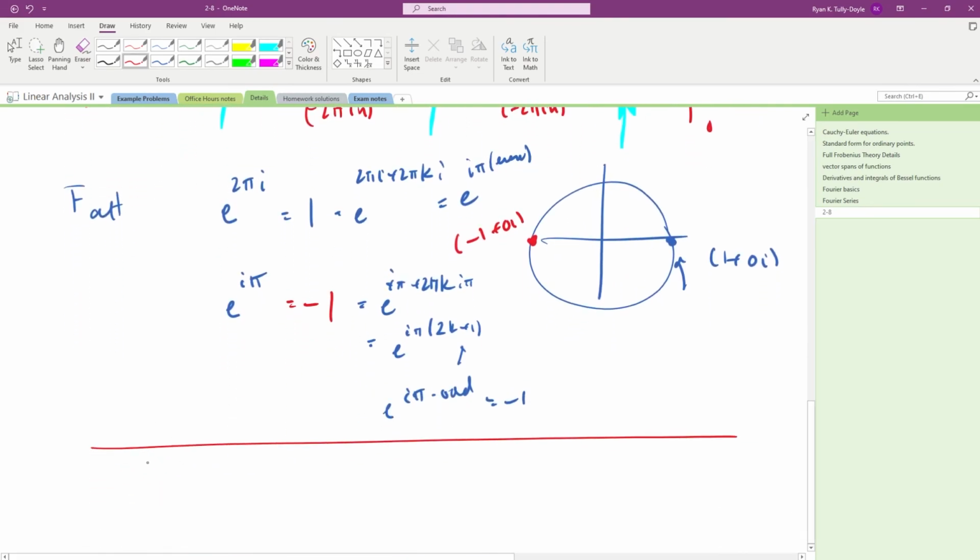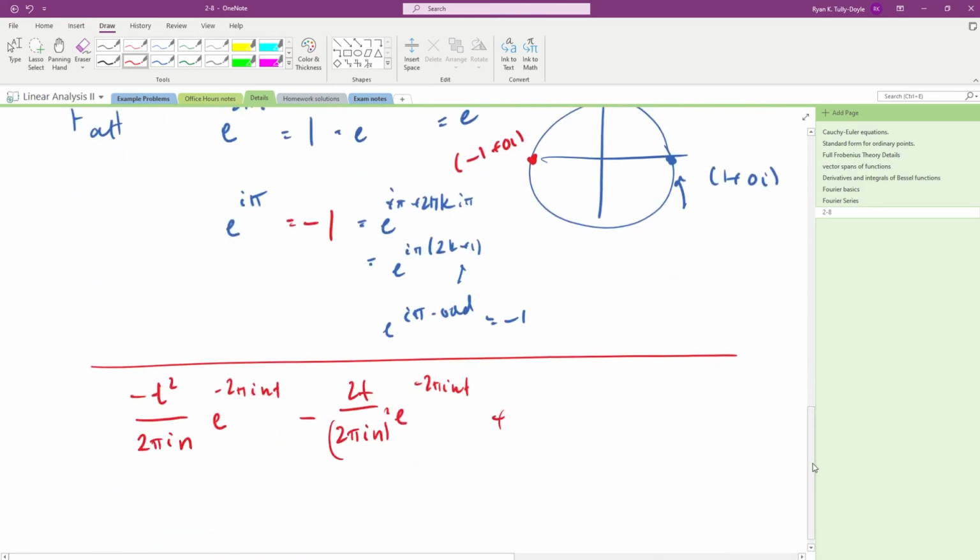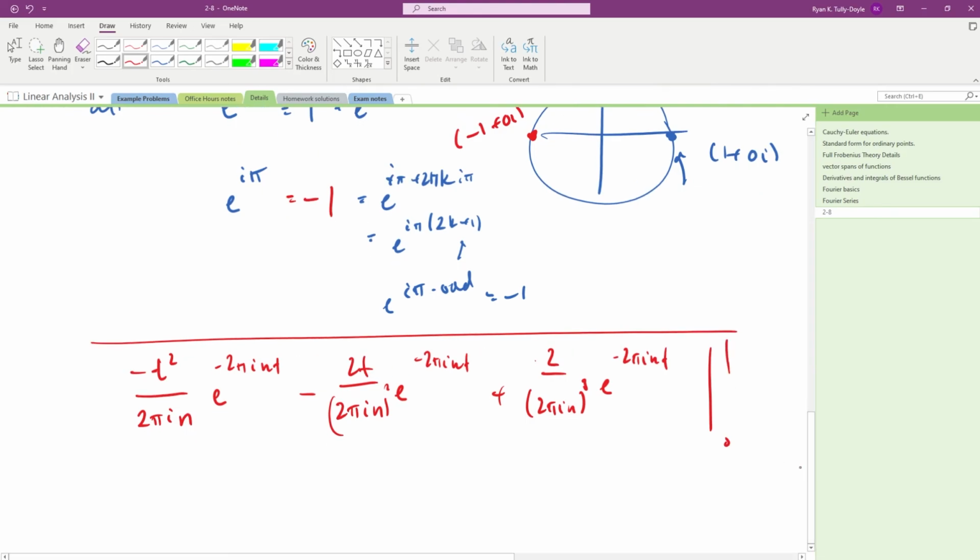So let's rewrite this. t²/(2πin) e^(-2πint) minus 2t/(2πin)² e^(-2πint) plus 2/(2πin)³ e^(-2πint), evaluated from 0 to 1. When I put a 1 into each of these exponentials, I'm going to get a 1 out, because e^(2πin) is always an even number up there multiplied by the iπ.